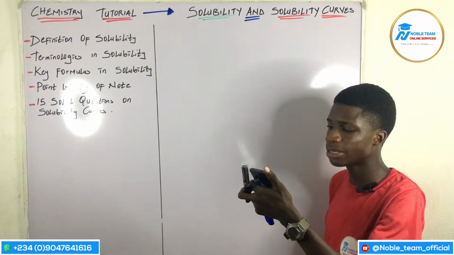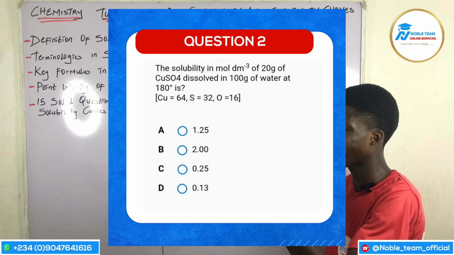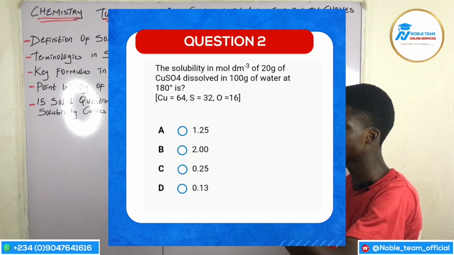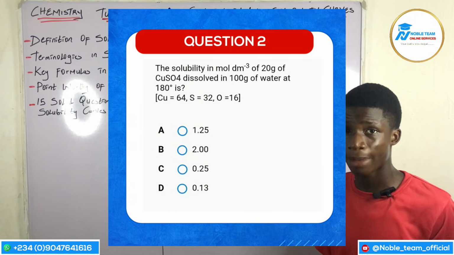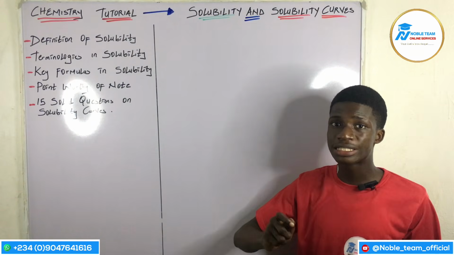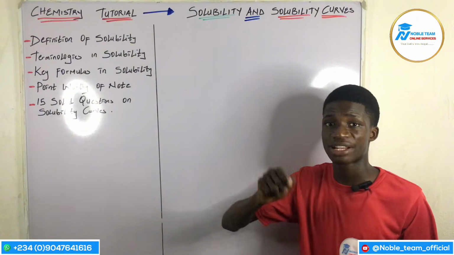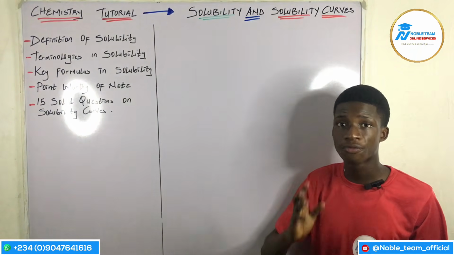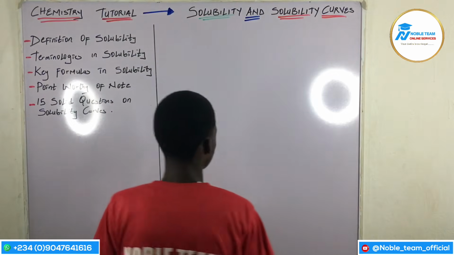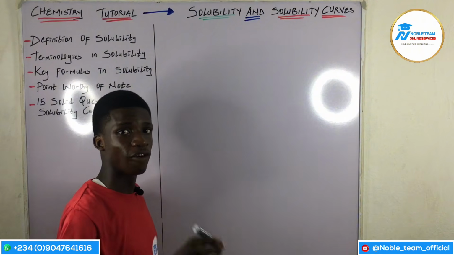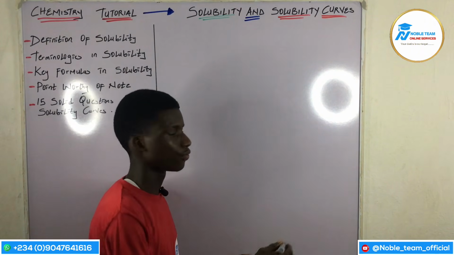We have the solubility in mole per dm³ of 20 gram of CuSO4 dissolved in 100 gram of water at 18 degrees Celsius. Now which formula am I going to be using? This formula that I listed out now: solubility is equal to mass of the solute divided by mass of the solvent multiplied by 1000, divided by molar mass of the solute. Looking at this question, I want us to first get the molar mass of the solute. Now what is the molar mass of the solute?